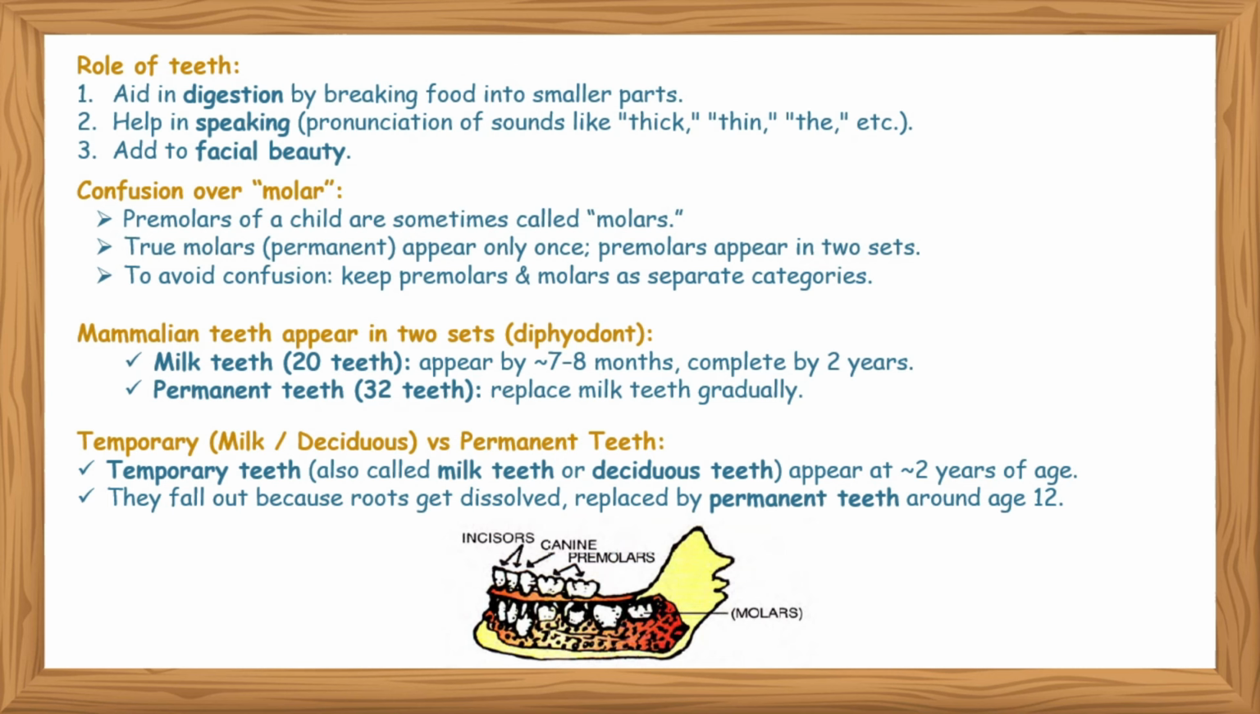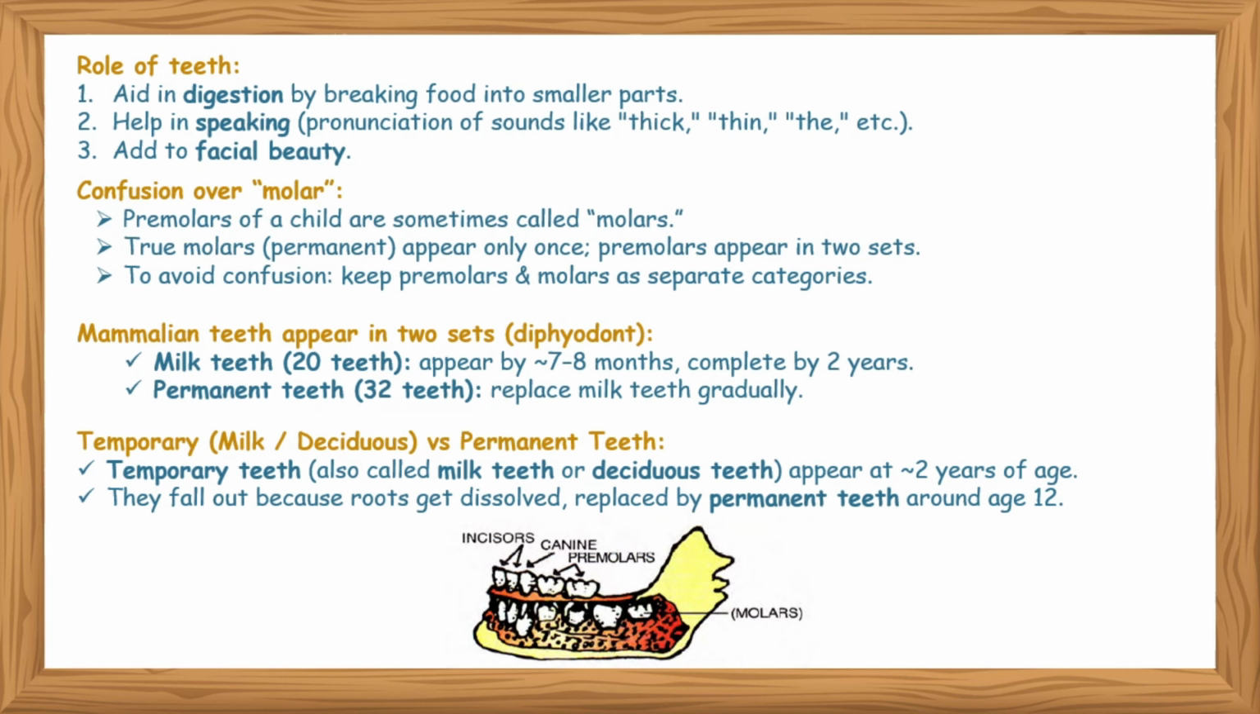Mammalian teeth appear in 2 sets, which is called diphyodont arrangement. Milk teeth are 20 teeth, appear by 7 to 8 months, and are completed by 2 years. Permanent teeth are 32 teeth, which replace the milk teeth gradually. Temporary teeth or milk teeth or deciduous teeth, and permanent teeth.